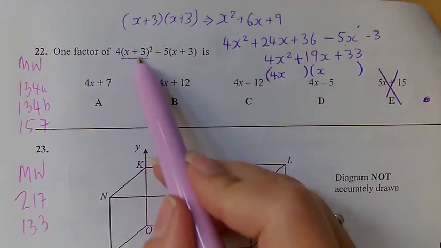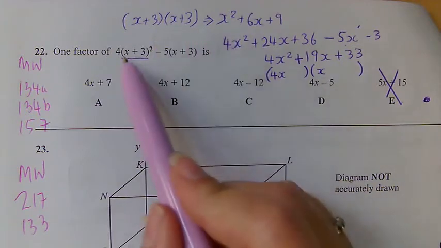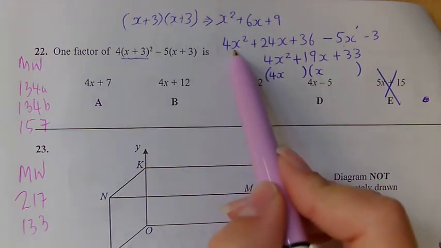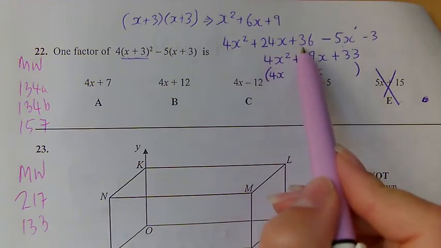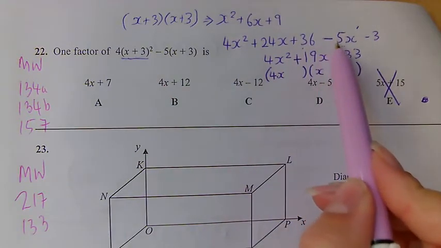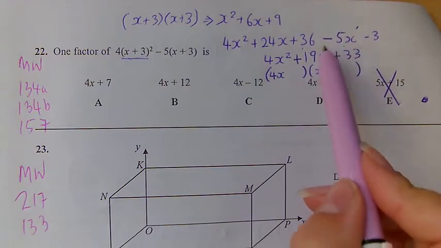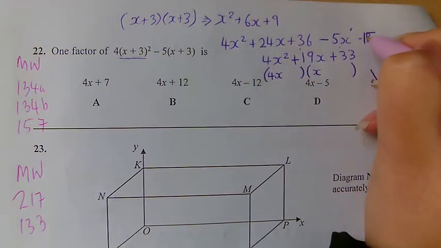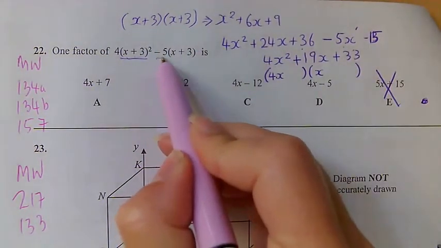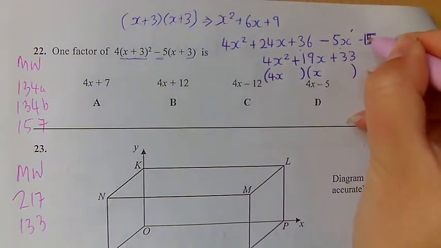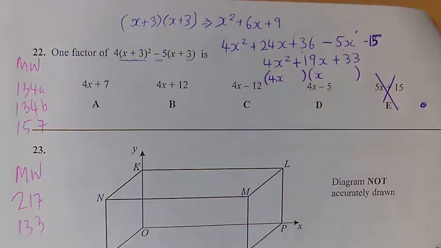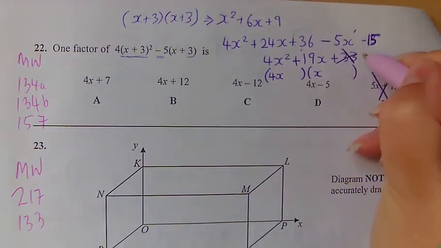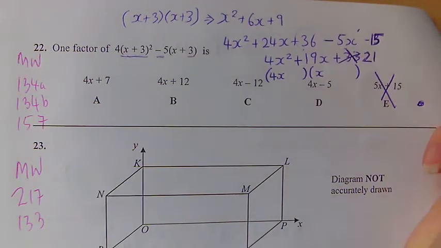x squared plus 6x is 9, 4 times all of that. 6 times 4 is 24, plus 36, take away 5x. Guys, found my mistake. I didn't expand this. Minus 5 times 3 is minus 15. So on the end, 36 take away 15 is going to give me 21 on the end, not 33. 21 on the end, my apologies.